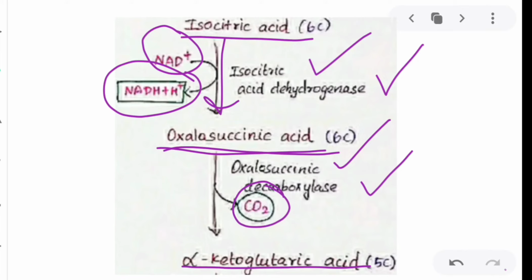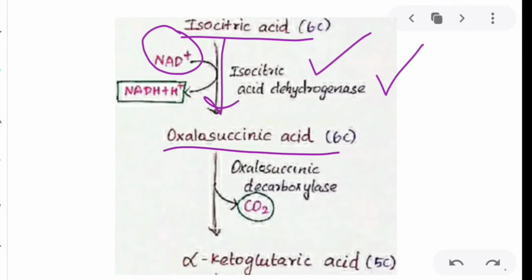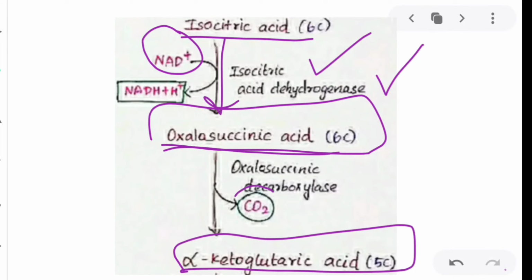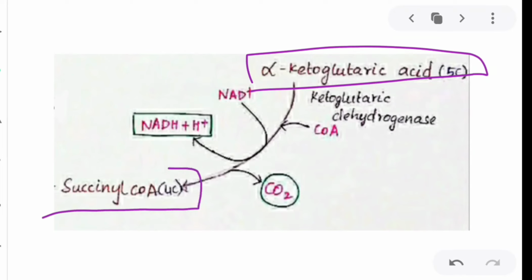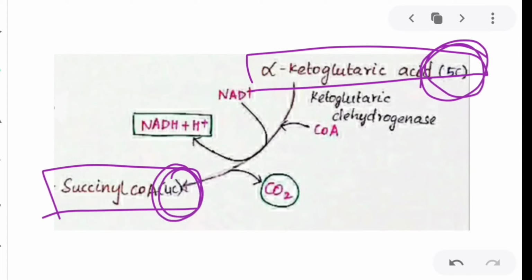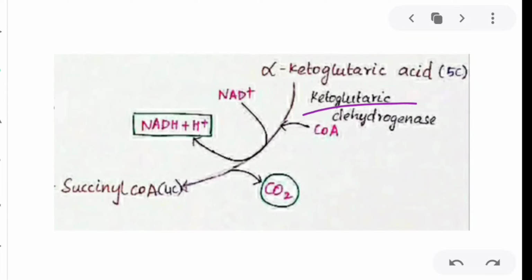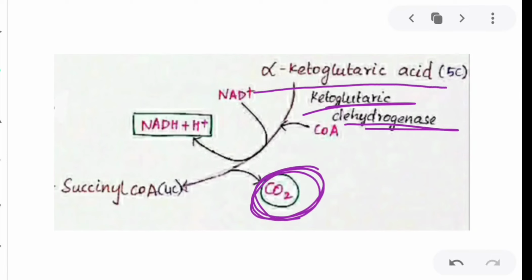And one more thing, as the carbon dioxide is released here, the carbon gets reduced to 5 carbons. So the 6-carbon oxalosuccinic acid gets reduced to 5-carbon alpha ketoglutarate acid as there is a release of carbon dioxide here. So the next step is the alpha ketoglutarate acid converted to succinyl-CoA. So the alpha ketoglutarate acid is a 5-carbon compound or acid, and the succinyl-CoA is a 4-carbon compound, and this occurs in the presence of the enzyme ketoglutarate dehydrogenase, like dehydrogenase because the carbon dioxide is released here, and ketoglutarate because the alpha ketoglutarate acid is involved here.